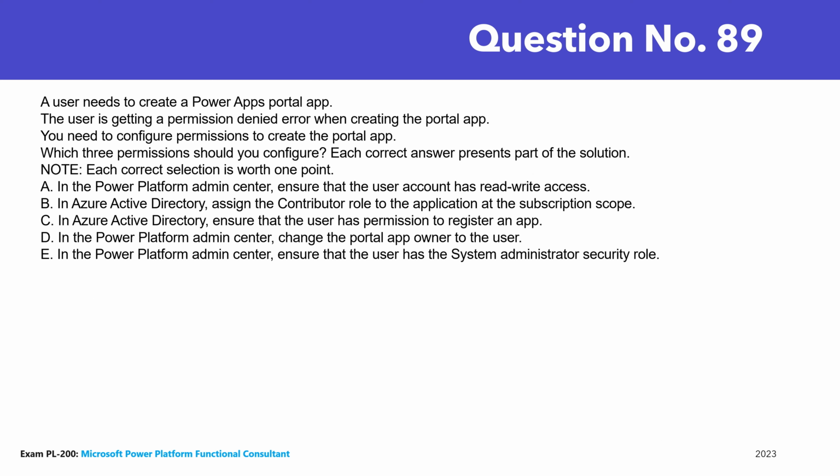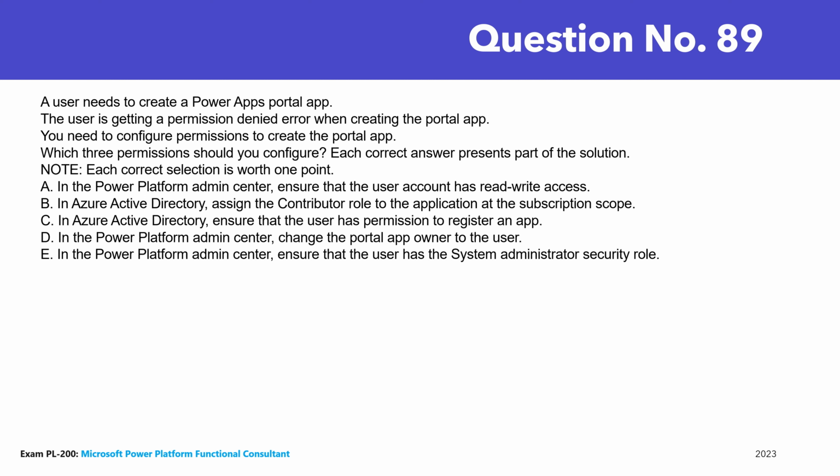A user needs to create a Power Apps portal app. The user is getting a permission denied error when creating the portal app. You need to configure permissions to create the portal app. Which 3 permissions should you configure? Each correct answer presents part of the solution. Note: each correct selection is worth 1 point.